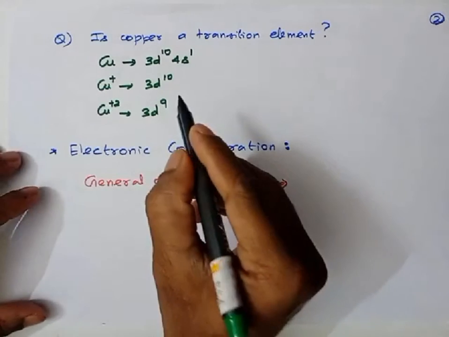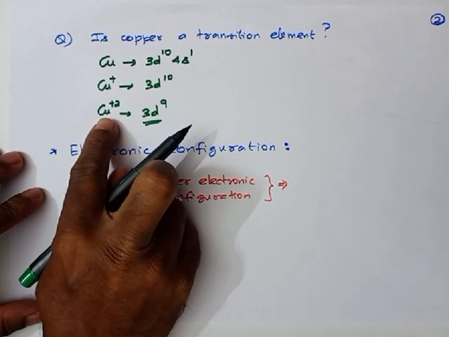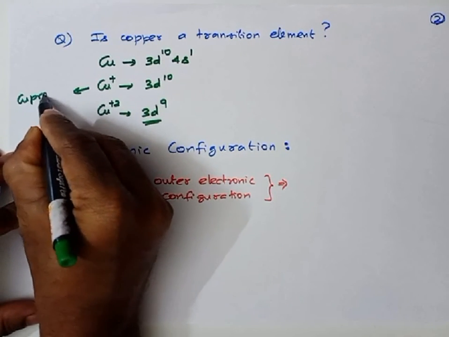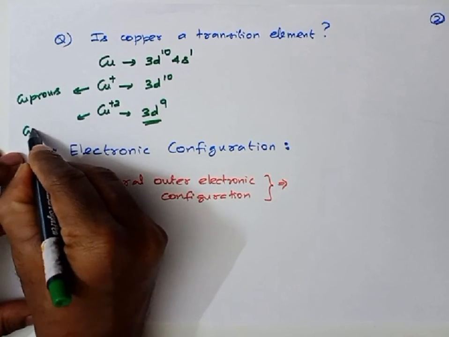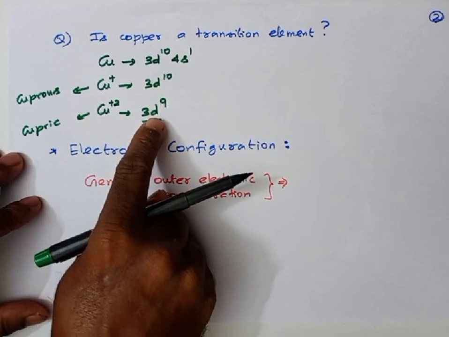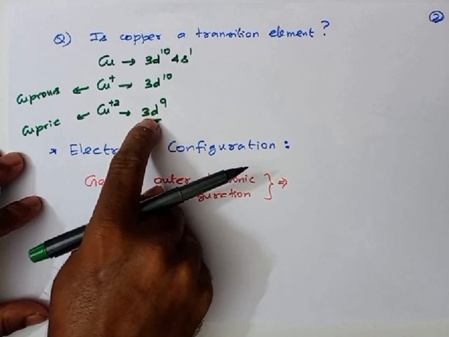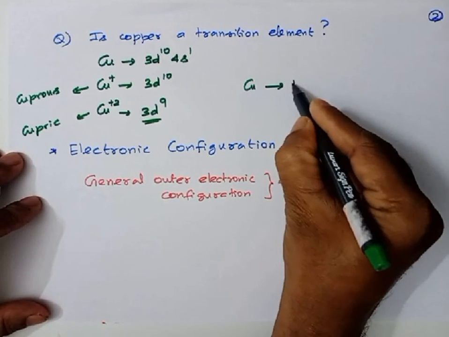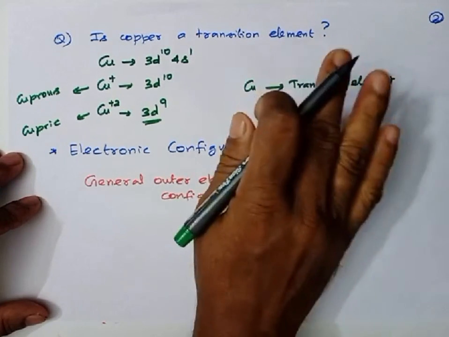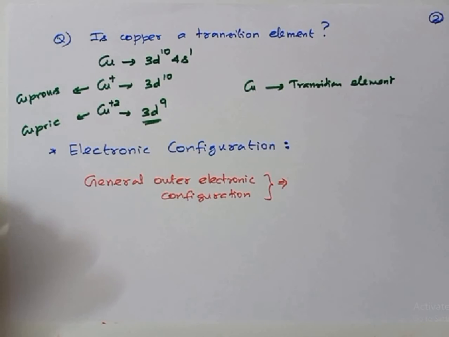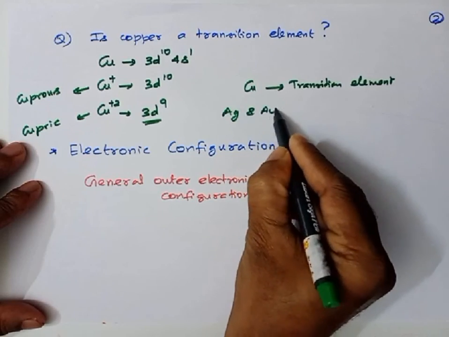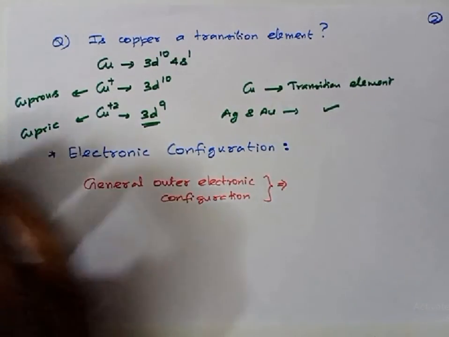Yes, sir. Yeah, because in one of the common oxidation states, there is copper 2 plus. Copper +1 is cuprous. Copper +2 is called cupric. In one of the common oxidation states, the d subshell is incompletely filled. Therefore, copper is a transition element as well as a d block element, because I told you all transition elements must be d block. Similarly, silver, gold, they are all transition elements. Keep this point in mind, very, very important.